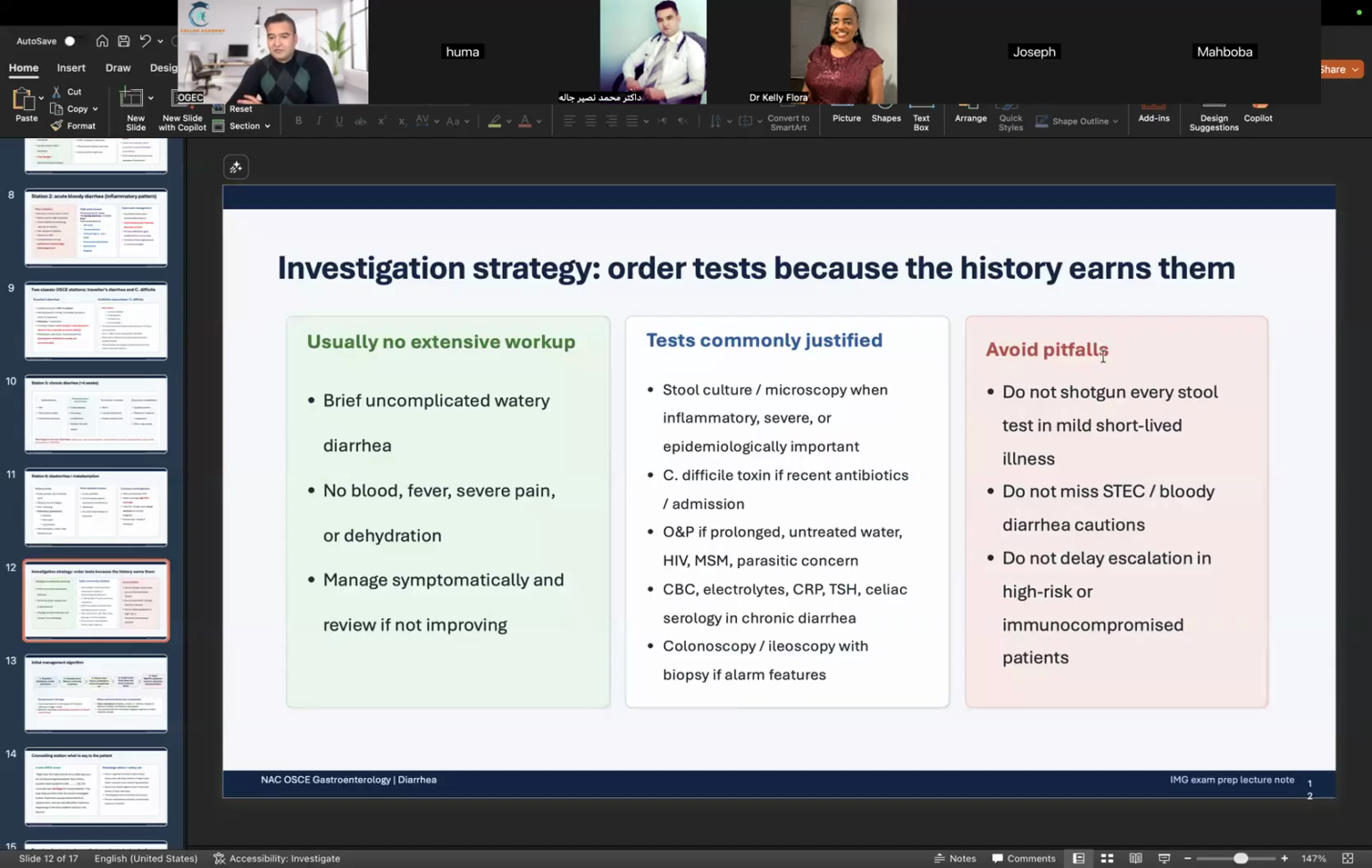Now, avoid these pitfalls. Do not shotgun every stool test in a mild, short-lived illness. Do not miss the STEC bloody diarrhea caution. Do not delay escalation in a high-risk or immunocompromised patient.